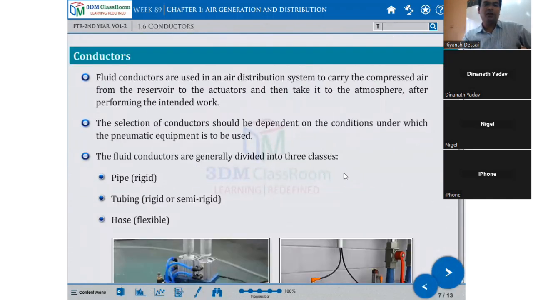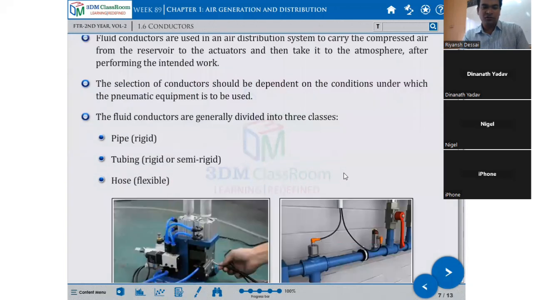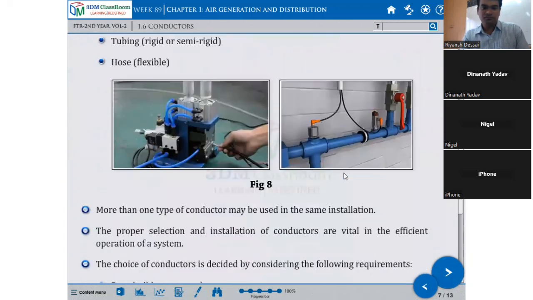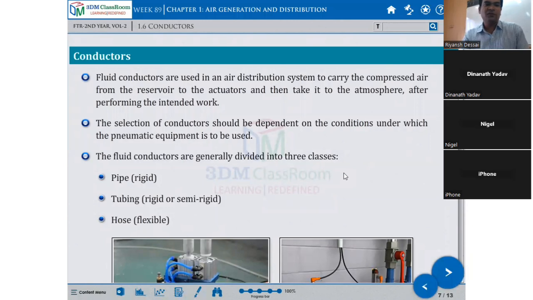Next, the component of this pneumatic system is called conductors. What are the conductors? Why are these conductors used? The fluid conductors are used in an air distribution system to carry the compressed air from the reservoir, means the receiving tank, to the actuator, and then take it to the atmosphere.